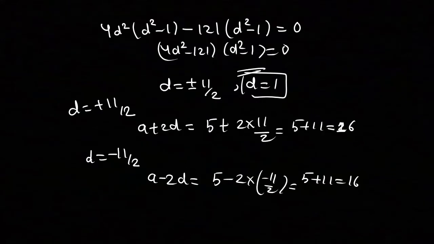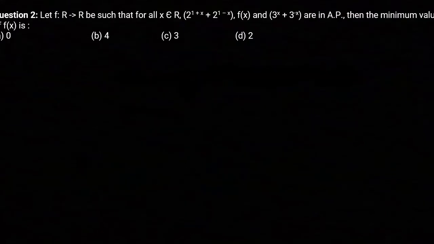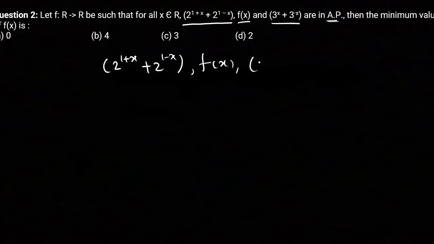Now let's move on to the another question. It is given that f: R to R is such that for all x belongs to R, these three terms are given. This first term, second term and third term are in AP. Then the minimum value of fx will be what? So three terms are given, that 2 raised to the power 1 plus x plus 2 raised to the power 1 minus x, okay, and fx and 3 raised to the power x plus 3 raised to the power minus x are in AP.